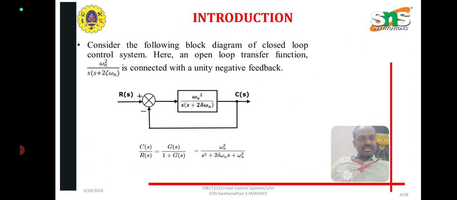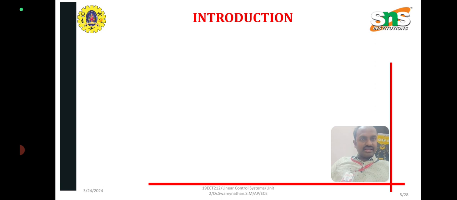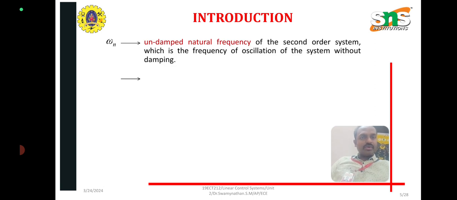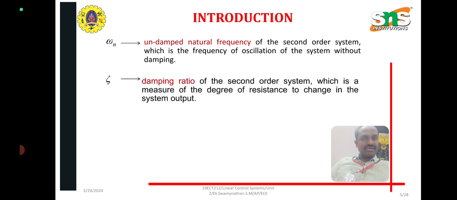So we'll discuss the introduction. Omega n squared divided by s into (s plus 2 sigma omega n), with a negative feedback connected. So C(s) divided by R(s) equals G(s) divided by 1 plus G(s). This is the transfer function. Based on this transfer function, omega n is the natural frequency of undamped oscillation for the second order system, the frequency of the oscillation without damping, and the damping ratio tau is a measure of the degree of resistance to change in the system output.